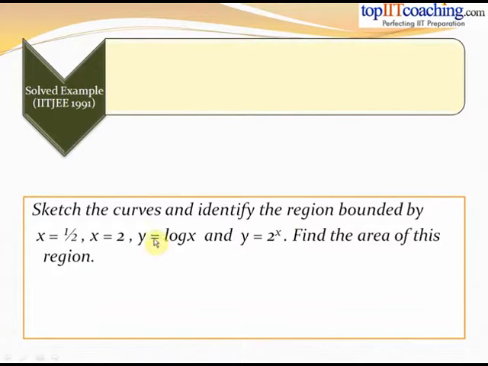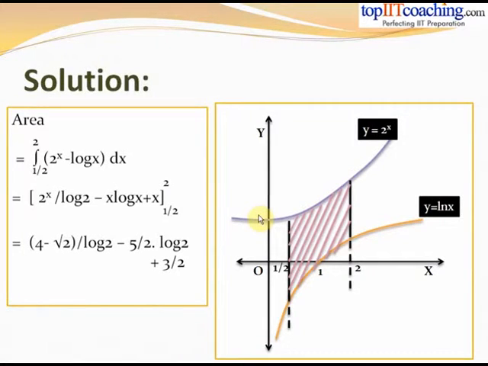So in this problem we have been given 4 curves, that is x equal to 1 by 2, x equal to 2, y equal to log x and y equal to 2 to the power of x. So we have to calculate the area bounded between this region. First step is we are going to sketch the curves. So this is the curve for y equal to 2 to the power of x. Now this is a very standard curve. Similarly, y equal to ln x is again a very standard curve.